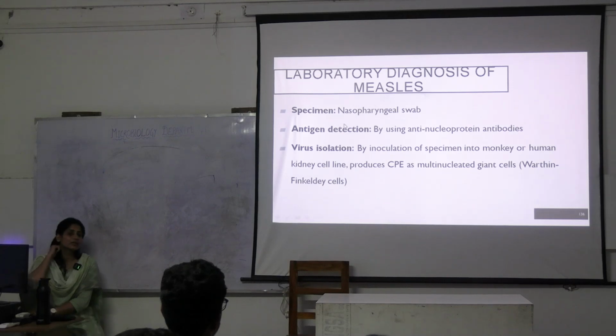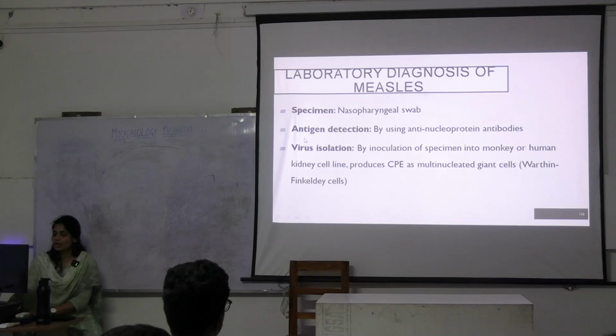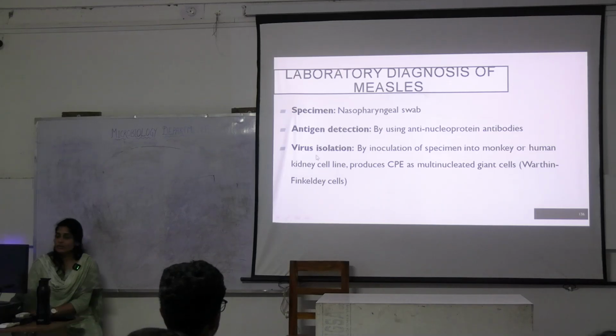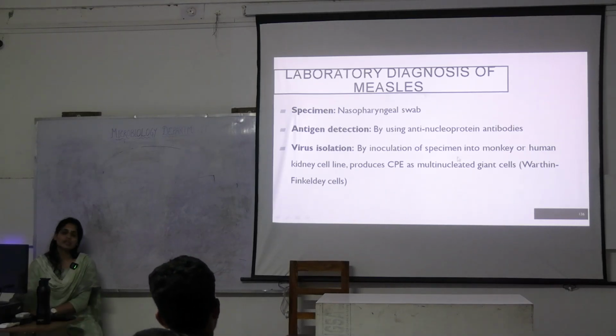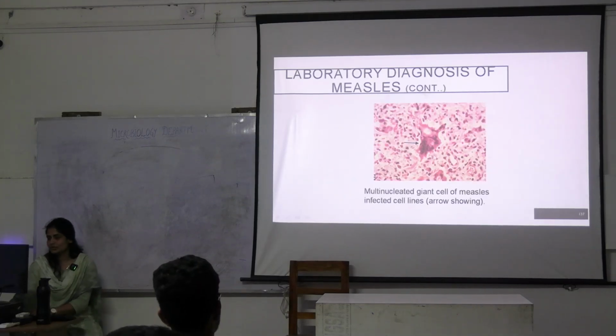What are the specimens you will take? You will take a nasopharyngeal swab and do antigen detection by using anti-nucleoprotein antibodies. You can do viral isolation through monkey or human kidney cell line, and what will they produce? They will produce multinucleated giant cells again. Okay. What is this you can see here? This is multinucleus, many nuclei, the cell has become giant. Multinucleated giant cells of measles.